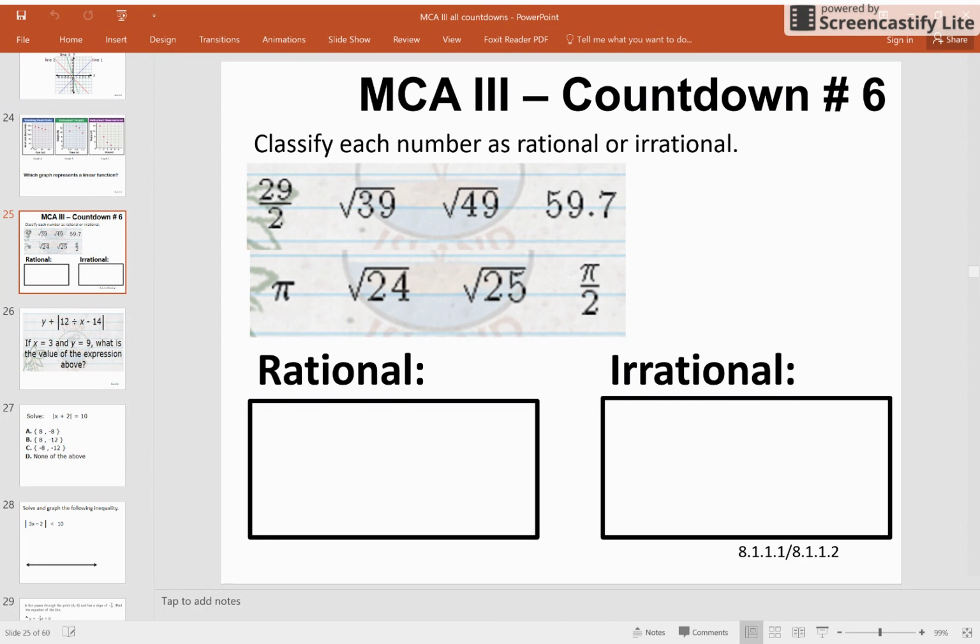Checking out my options here, I could have said right away that if this is negative, B was for sure out, and D was for sure out. A is our answer.